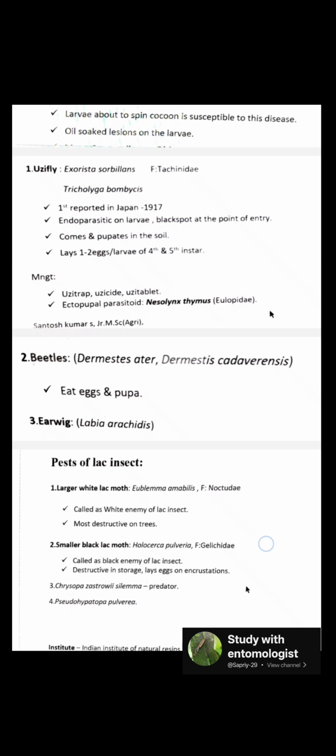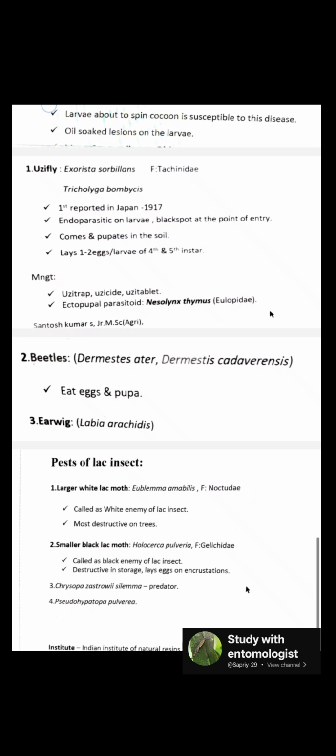Otherwise they can ask a question like, Chrysopa is a pest of what? So remember it is not a pest of lac. Chrysopa is a predator of lac insect. In that, the Indian Institute of Natural Resins and Gums belongs to Namkum, Ranchi, Jharkhand, established in 1925, formerly known as the Indian Lac Research Institute, and presently its name is IINRG.